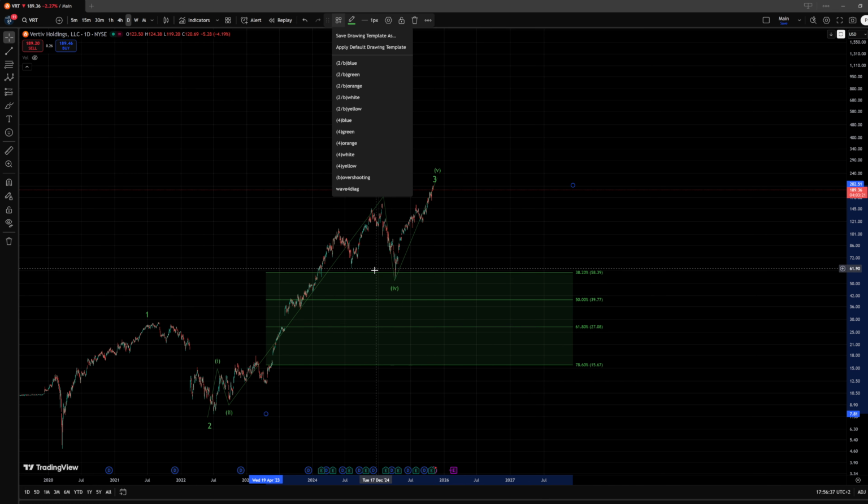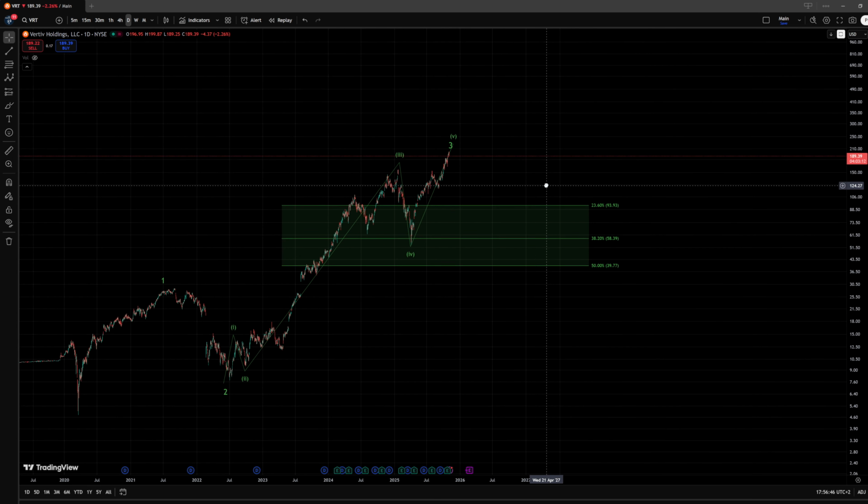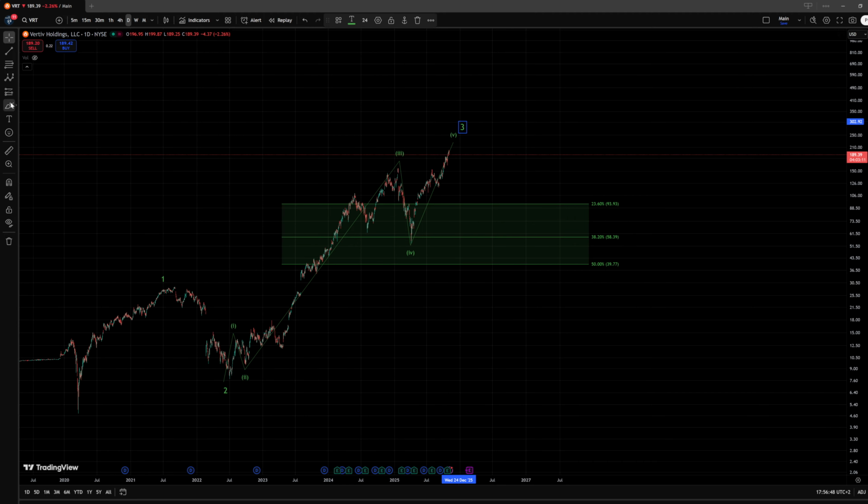Once we complete a somewhat clear 5-wave structure to the upside, we need to be prepared for a more massive correction, and in that case it would be in a wave 4 in the area between just the $94 level all the way down to the $40 level at the 50% retracement.